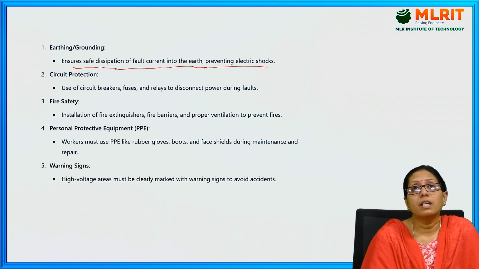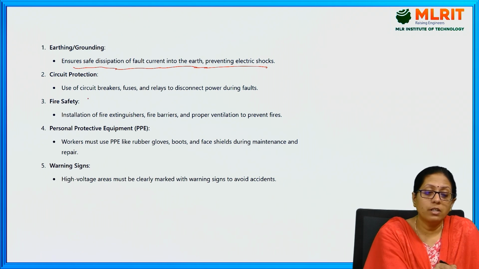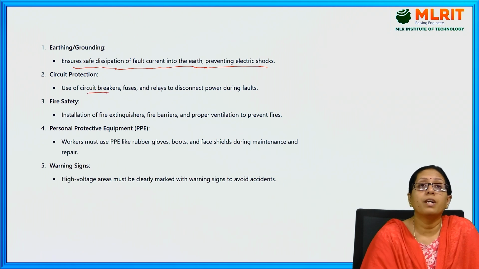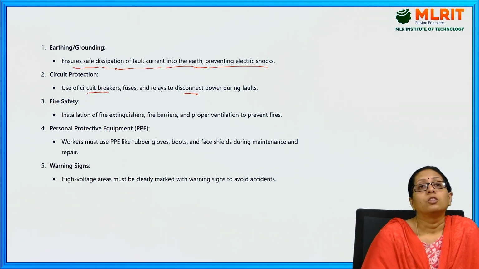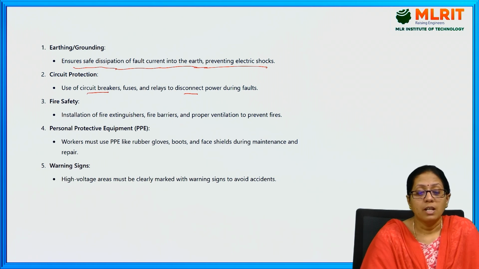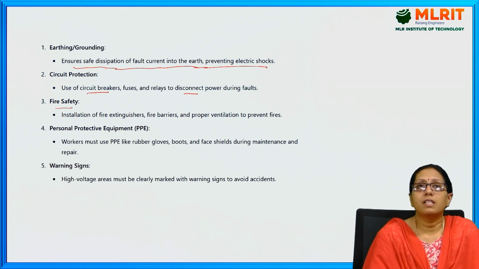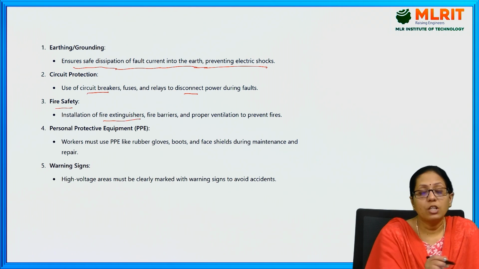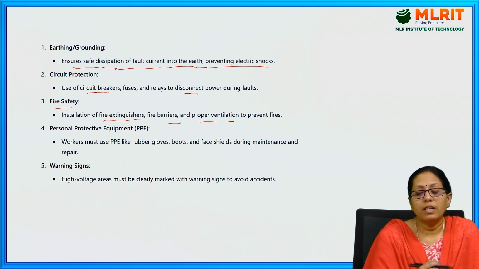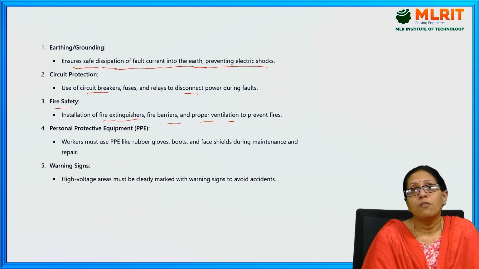Second one is circuit protection. By using different protection devices like circuit breakers, fuses, relays, and disconnectors, they should be used at different points in order to protect the device. Next one is fire safety. We should consider fire safety, that is installation of fire extinguishers, fire barriers and proper ventilation to prevent fires.